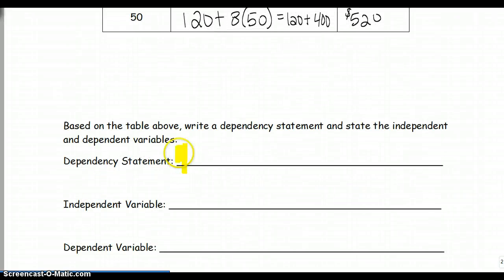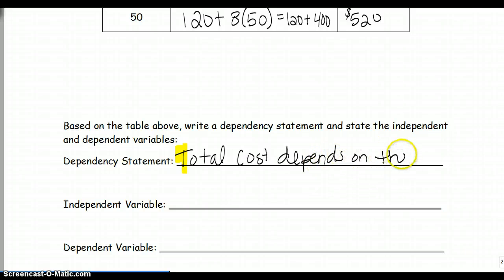So we always look for the total first. We would say that the total cost depends on the number of people attending. Because depending on the number of people, our total cost is going to change.